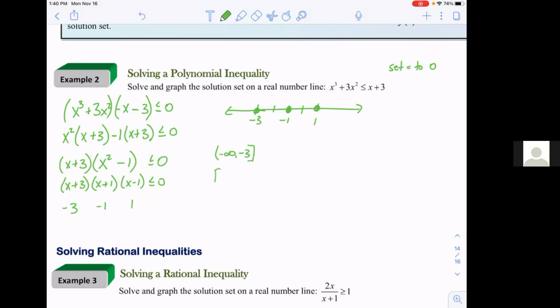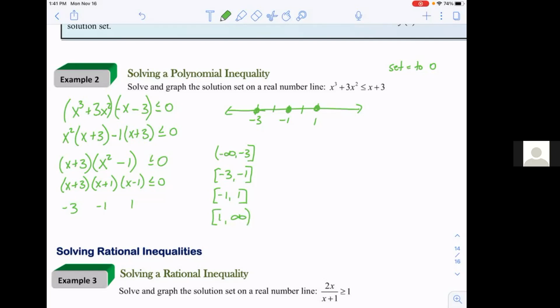So my next interval goes from negative 3 to negative 1. My next interval is going to be this guy right in here. That's from negative 1 to 1. And my last interval is going to be from 1 to infinity. Okay, so this particular problem created 4 intervals, and I have to figure out which of the 4 intervals is going to be my solution set.